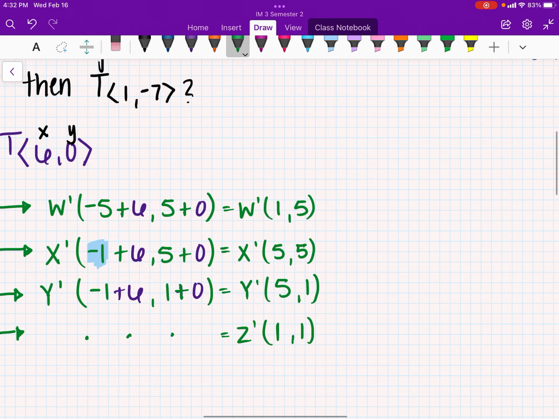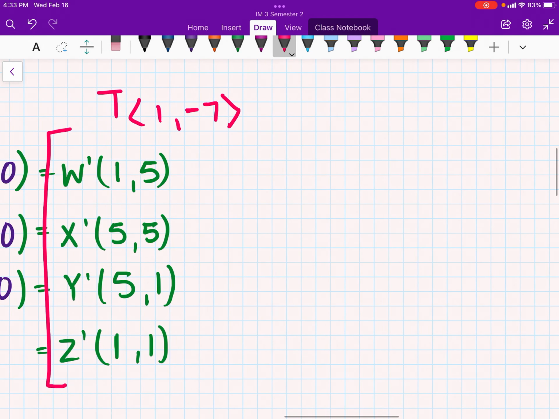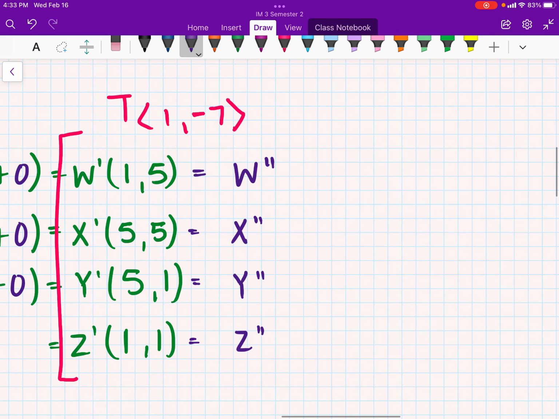Now, I want to go ahead and focus on doing the translation for 1, negative 7. So, in this case, guys, this is actually what you'll be doing on your own, this part here. I want you to translate the new points, which are our prime points, w prime, x prime, y prime, and z prime, with the transformation of 1, negative 7. And the new result you would be getting here would be w double prime, x double prime, y double prime, and z double prime. So then that's what we're looking for in this case.